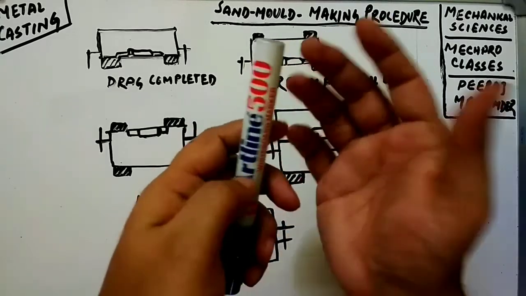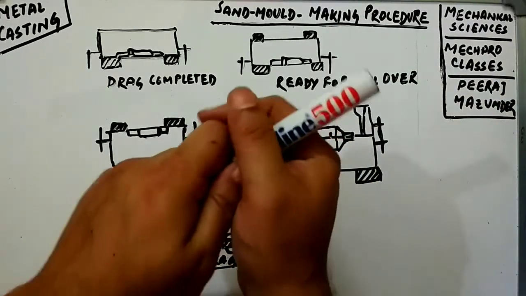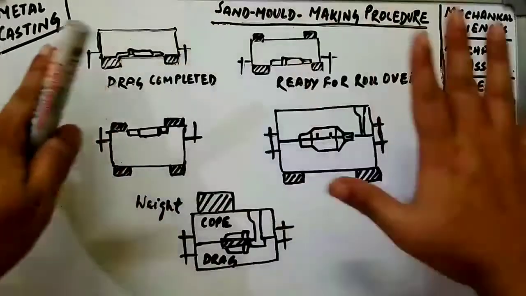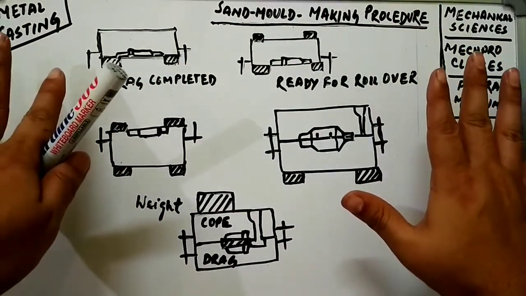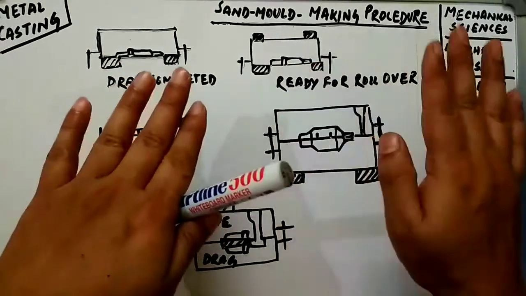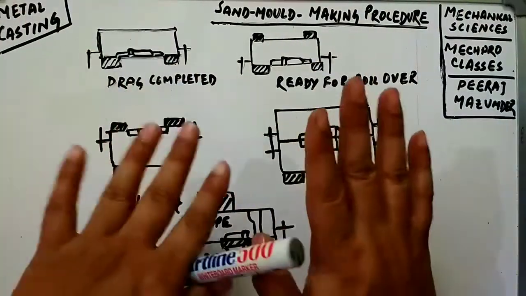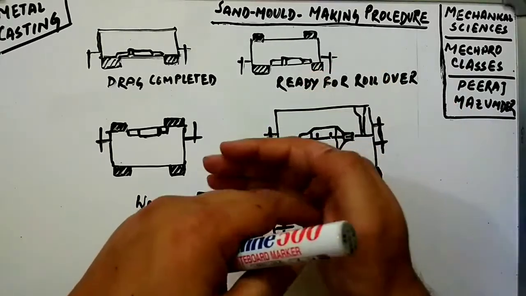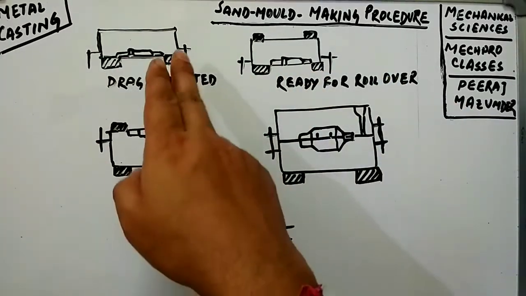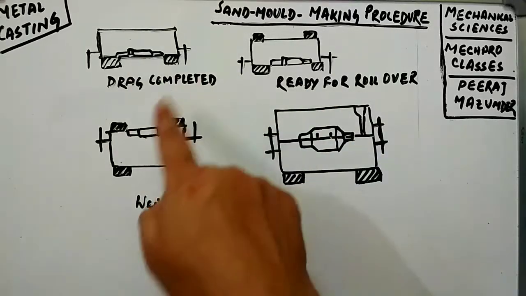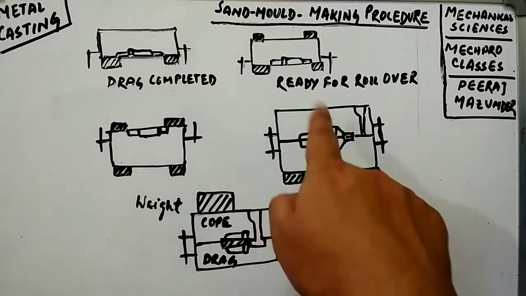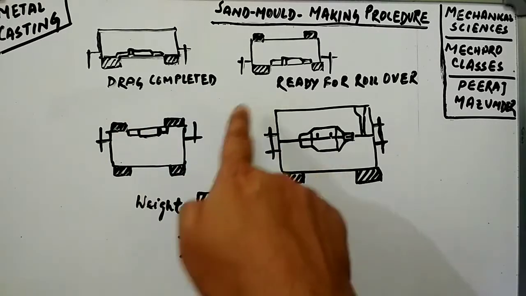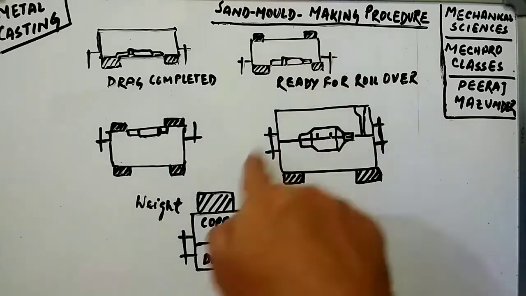So first a bottom board has to be placed either on the molding platform or on the floor. Say this is the floor, we have to place a bottom board, and make the surface even. Now the drag molding flask, you already know what the flask is. This is the flask. Here you can see we have five diagrams. These are the different steps involved in the sand mold making procedure.